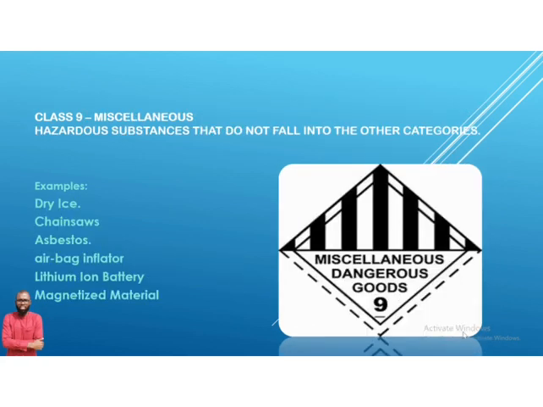Miscellaneous: every other category that doesn't fall into any of these 1 to 8 categories that we mentioned from the beginning, you can go back to revise them, falls under this category, miscellaneous. As you can see on the label, examples are dry ice, chainsaws, asbestos, airbag inflators, lithium-ion batteries, and magnetized materials. And that is all for now about dangerous goods classification and their divisions.